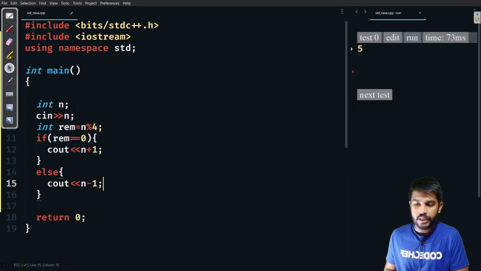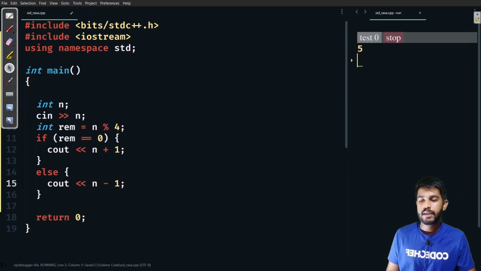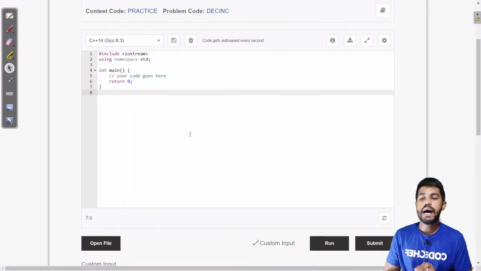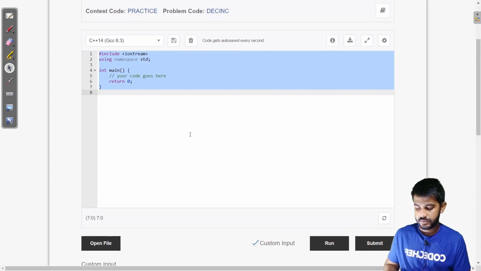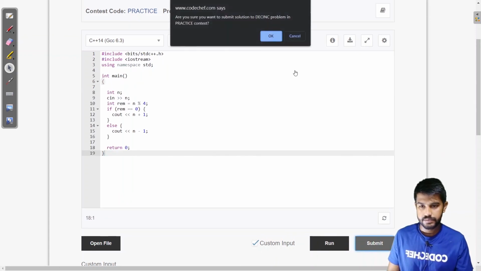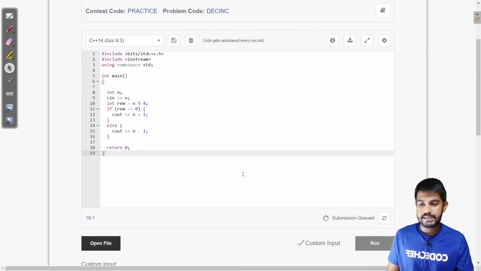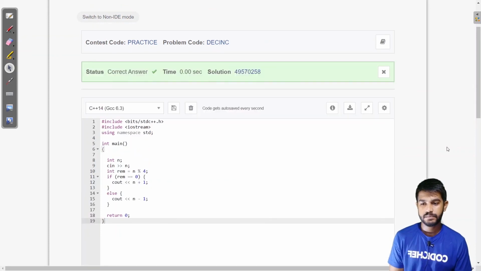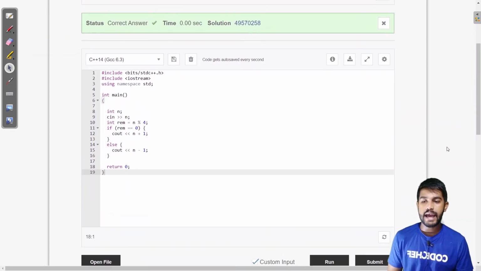Let's check on the sample test case. And yes, it has passed. Now we would be submitting the written code. Let us submit this. Let's wait for the verdict itself. Yes, we got an AC.